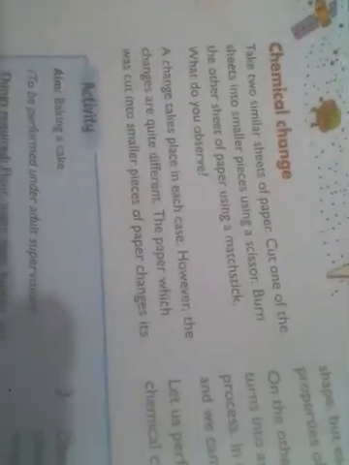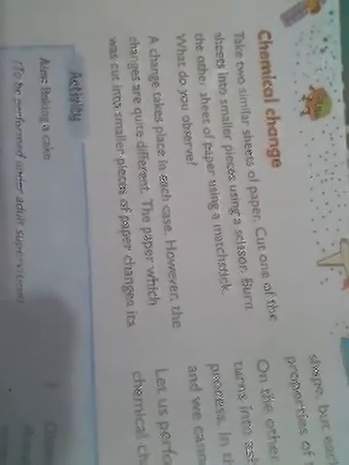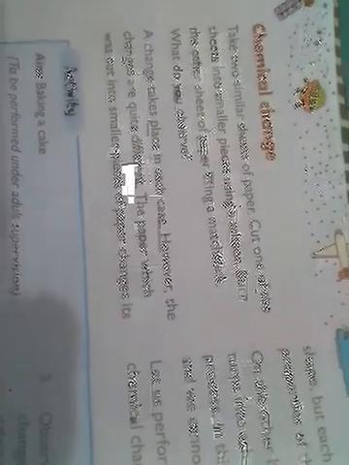Because of that, this change is irreversible. That means if you are getting some product, it's impossible to get back the original thing from which we got the product. So this is chemical change. Let's see some of the examples.